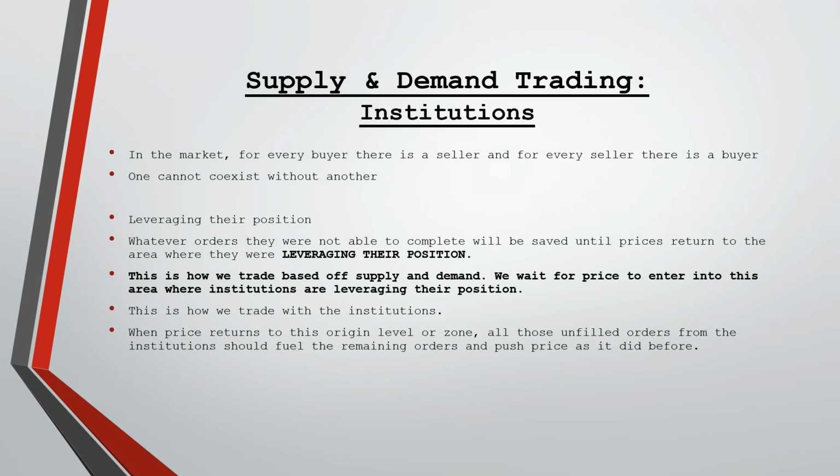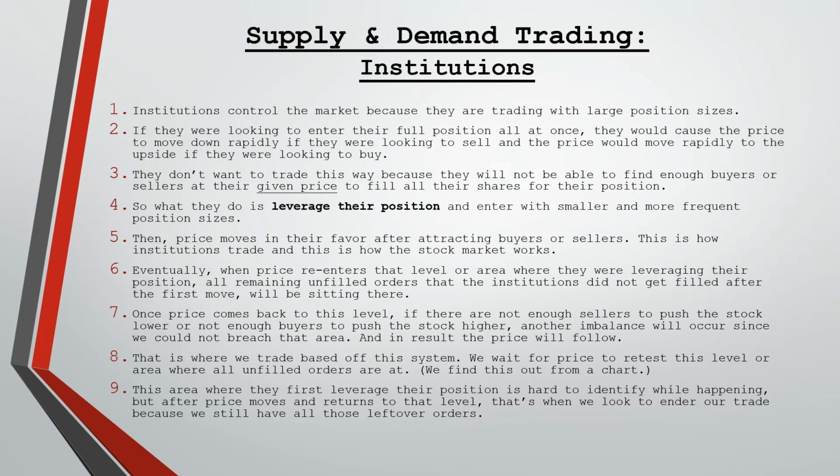Now, this is going to be very confusing to all you guys, so I'm going to sum this all up, right? So step number one, institutions control the market because they're trading with large position sizes, right? These institutions are controlling it because they're trading with millions and millions of dollars. They're buying millions and millions of shares, right? They can cause the supply and demand equation to become very imbalanced because they put large orders, right? And large position sizes.